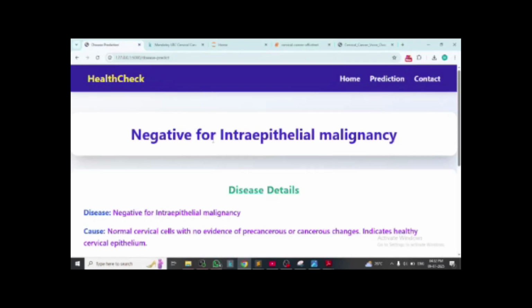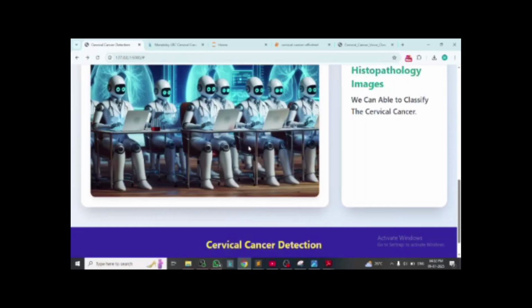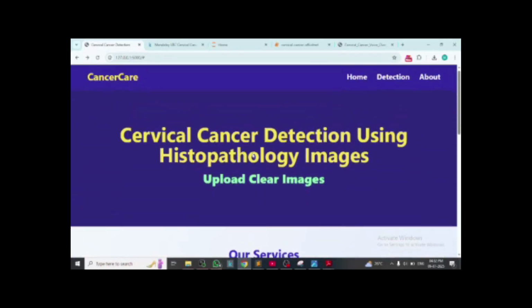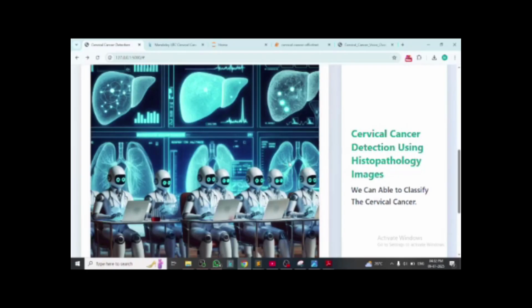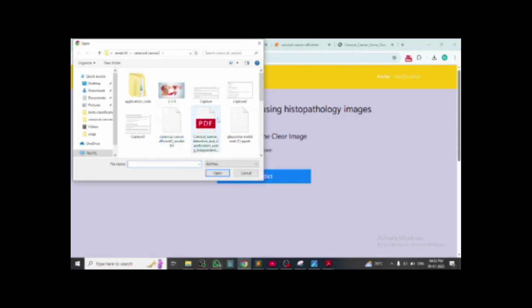In this front end I did an application. So first we have to go to the home page. Okay, our home page is like this. In this we have to do what I have shown earlier. So now we have to upload. We can classify the cervical cancer. Okay, click here. Cervical cancer detection using histopathology images. Please upload a clear image. So I have to upload a clear image from the data set. Then we will get the different types of classes.